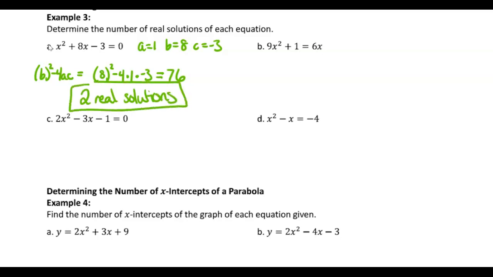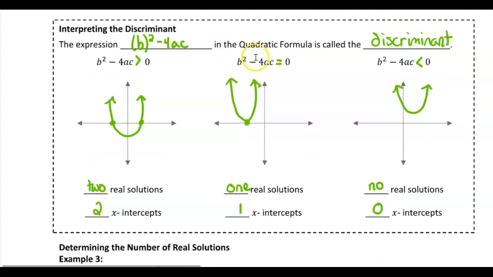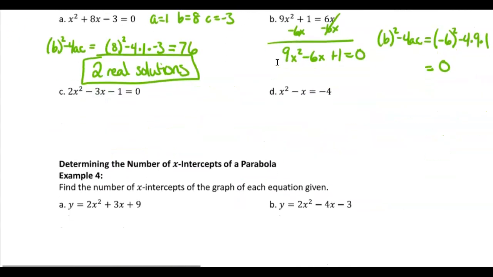Okay, let's try another one. On B, it's not ready to solve quite yet because it is not in standard form and it does not equal 0. So first we have to subtract the 6x back to this side. We have 9x squared minus 6x plus 1 equals 0. Now we can do the discriminant, which is b squared minus 4ac. So b is -6 squared minus 4 times 9 times 1. We put that in our calculator and we get 0. If the discriminant equals 0, as on our chart up here, it has one real solution.